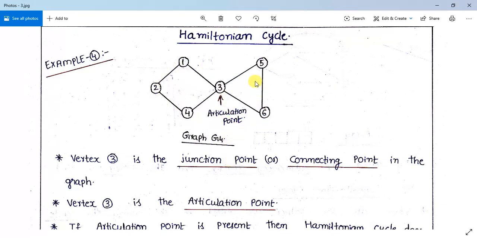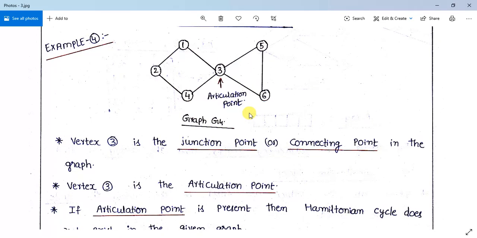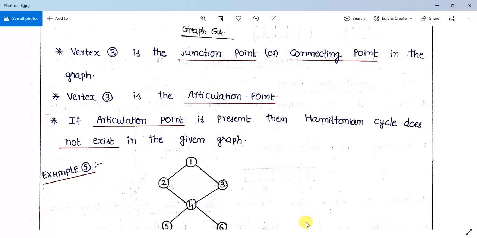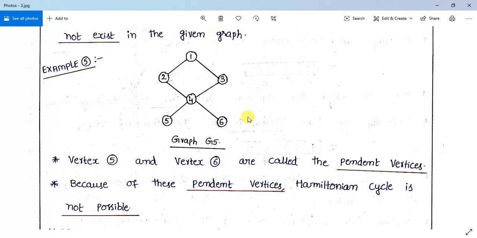Suppose a graph contains any articulation point, then a Hamiltonian cycle is not possible. The Hamiltonian cycle does not exist in the given graph if it contains an articulation point. So this is one of the important things to be noted. When a graph contains any articulation point, Hamiltonian cycles do not exist in that graph. Clear? Right. Next, let us consider one more example. Here this is the graph you are given, with vertices 1, 2, 3, 4, 5 and 6.